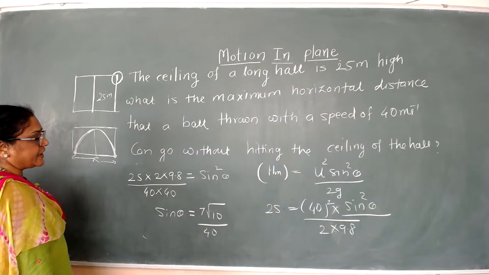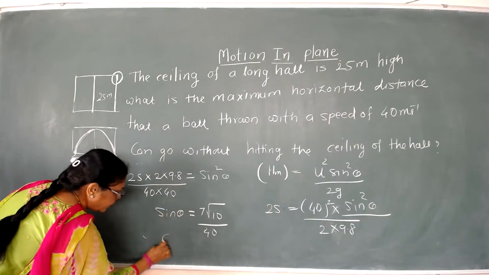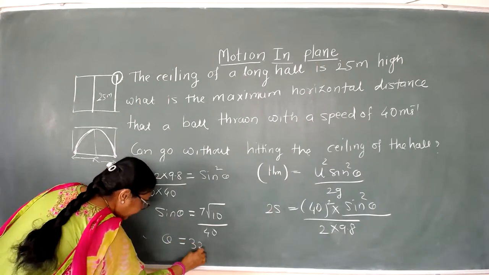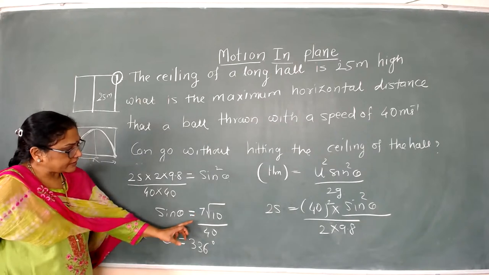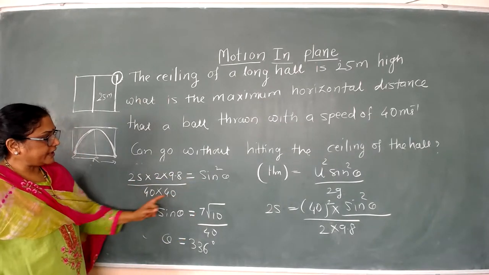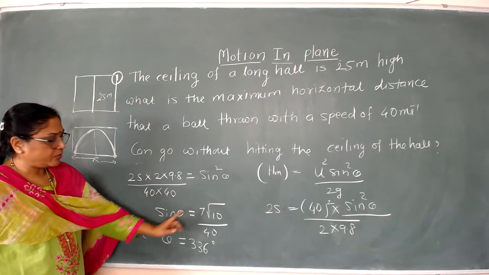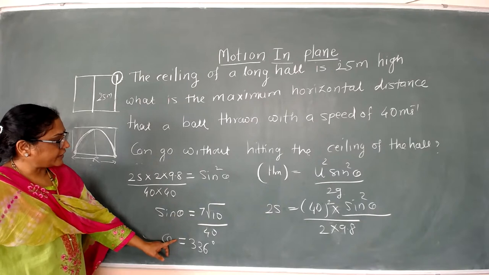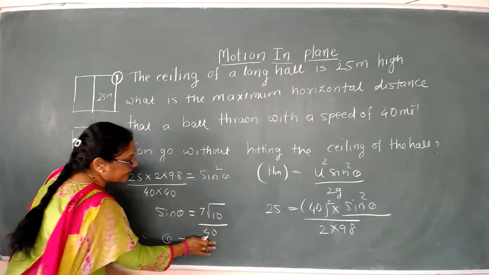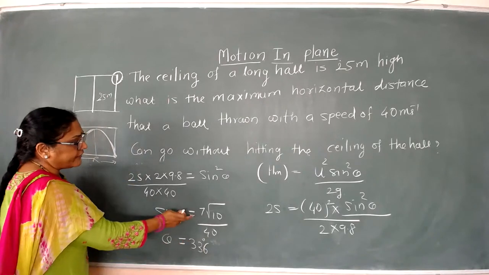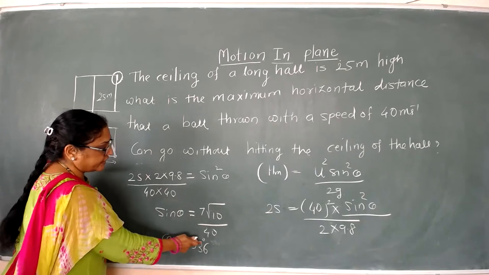So simplify this by using the calculator. First find out this value, then take the root of the value, and when we take the root we get the answer: theta is equal to 33.6 degrees, meaning 33 degrees 6 minutes. So when the value is found in the sine inverse, theta is equal to 33 degrees 6 minutes.